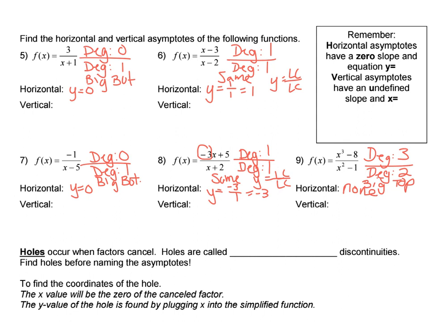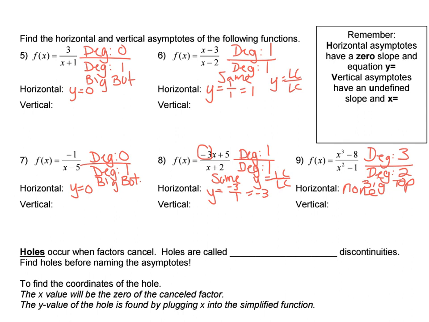Awesome. Horizontal asymptotes, not all that bad. Vertical asymptotes, in my opinion, are even easier. It's just a simple equation that you just have to know where to look. So for vertical asymptotes, we're looking for undefined elements in the bottom. So what ruins our domain?